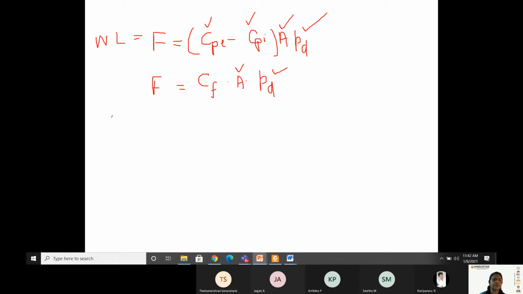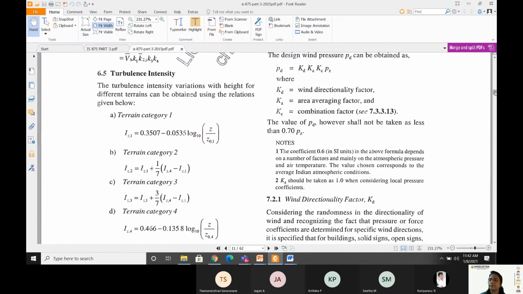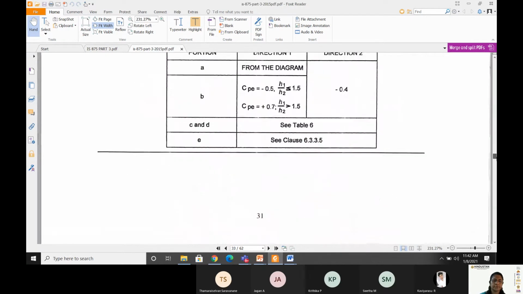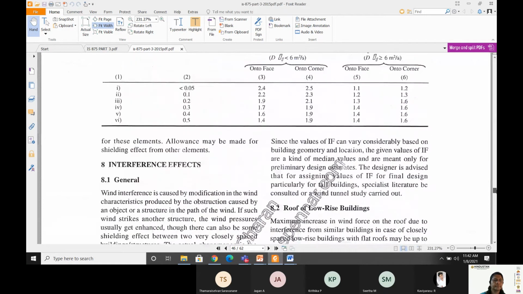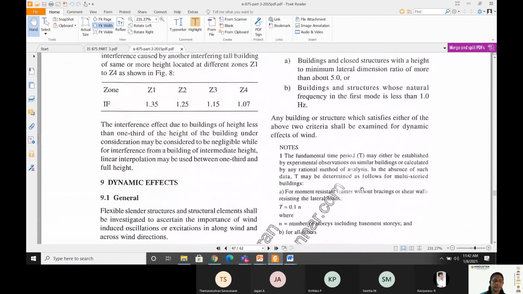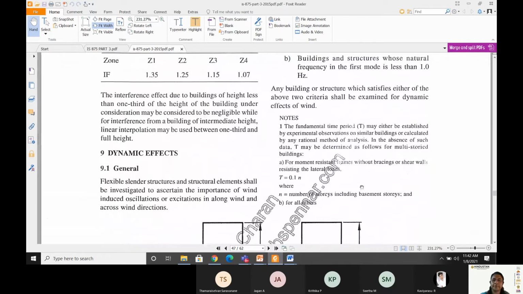Now these are all static types of analysis. For dynamic analysis, there is another important addition that you have to add. I'll show you how to calculate it. Please come back to page number 47. Please note it down, page number 47.